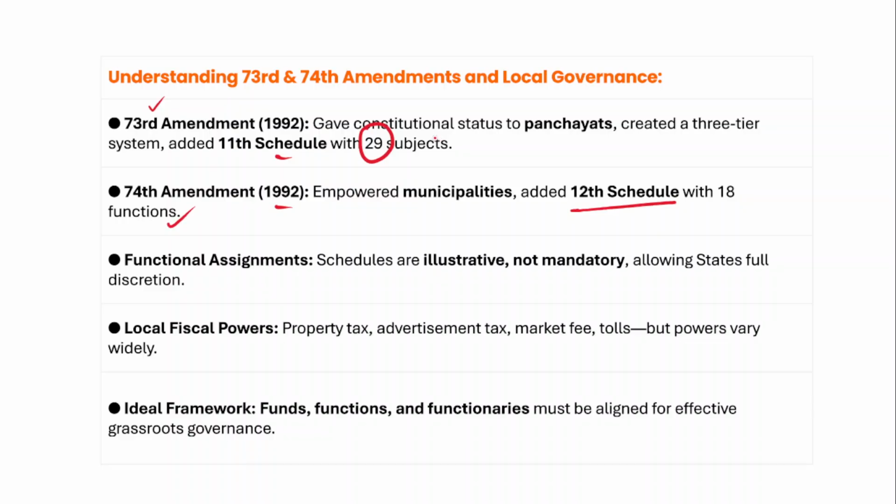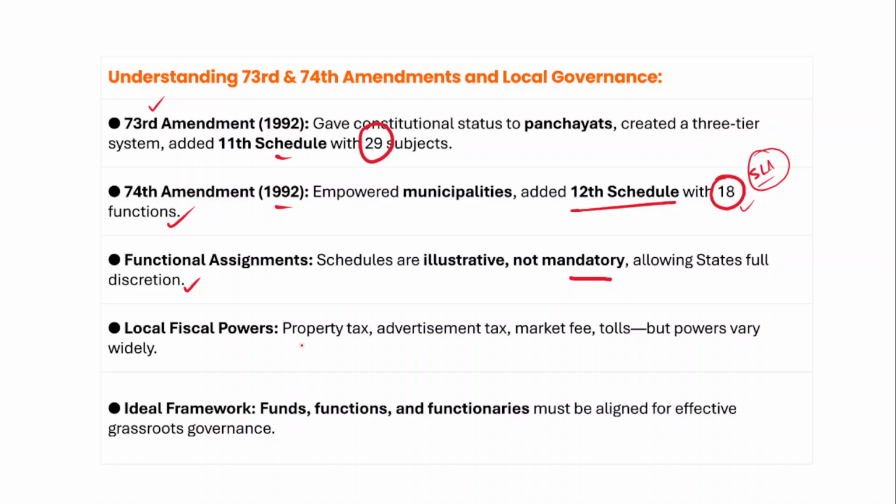Now, in fact, the functional assignment to the local bodies is the responsibility of the state legislatures. These schedules are illustrative, but they are not mandatory, allowing states, or state legislatures, full discretion. For example, the 12th Schedule talks about 18 functional items, and it is up to the state legislative assembly to decide how many of these matters they want to give, with full powers, to the local self-governance institutions.